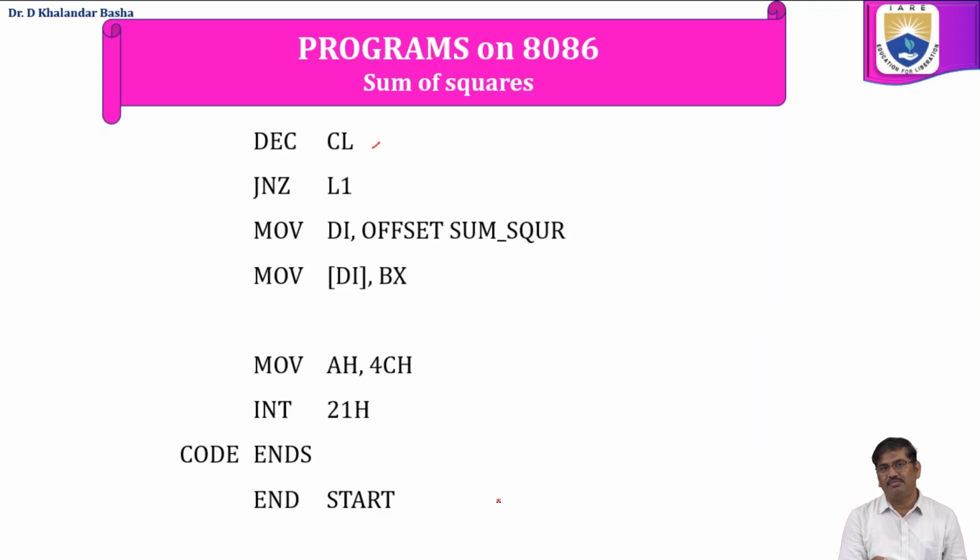Once all the numbers are squared and added to the BX register, we have to load the result into the memory location. For that, we fetch the address of the sum of squares variable by using the OFFSET directive: MOV DI, OFFSET sum of squares. Into that memory location, the result which is in the BX register will be loaded. Then we terminate the program by raising INT 21H with function 4CH in the AH register. Code ENDS, and end the program by using END start.